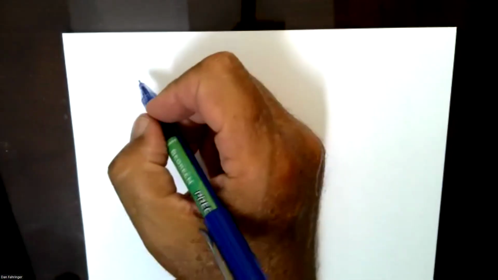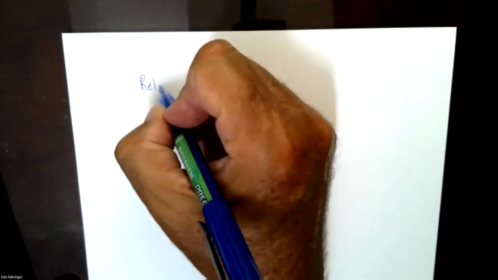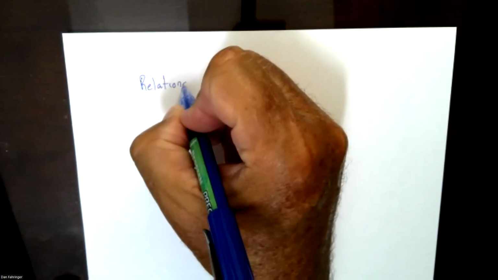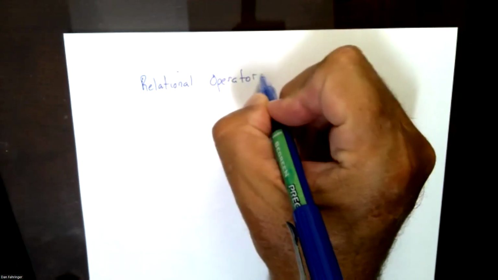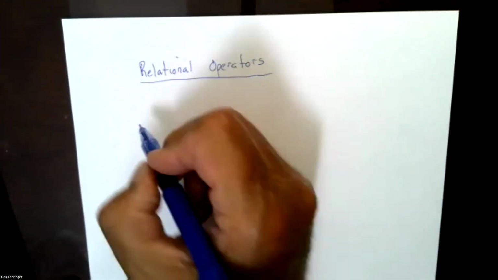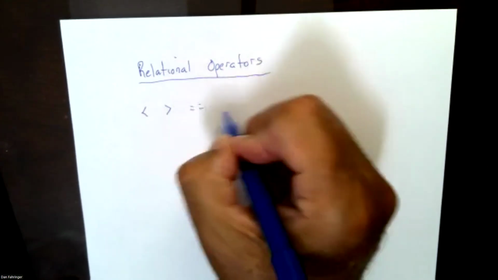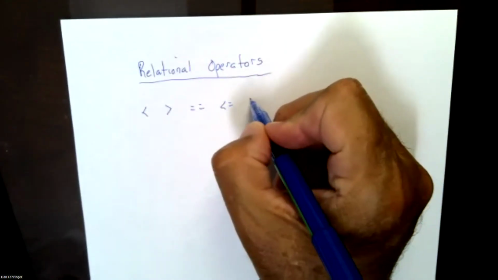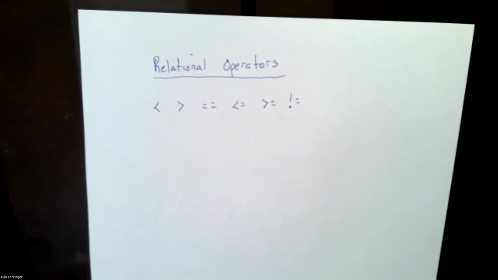Question. Here we go. What are the logic operators? Excuse me, let's start with relational. What are the relational operators? Those are like your less than, equal, or like the double equals, less than or equal to, greater than, and not equal to, right? With that exclamation point. There they are. There's six of them.